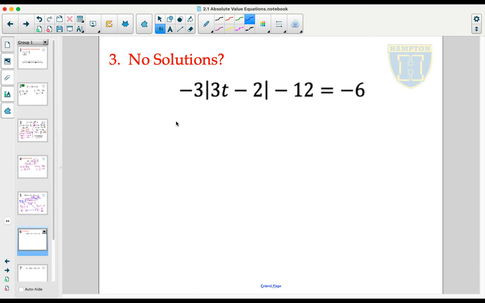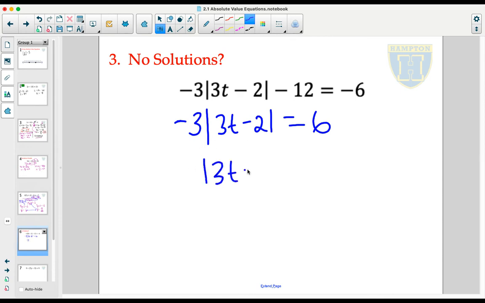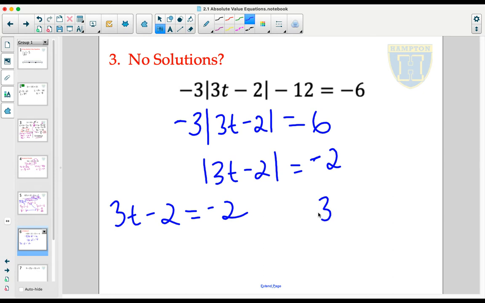Using the thoughts that came from our last example, using the ideas that came from our isolate the absolute value examples, we're going to engage in the same practice here. We add 12 to the right, and then we divide by -3. And we end up with an equation that says 3t minus 2 is equal to -2. Now you're going to have this natural reaction to want to say, all right, well, for all of these other examples, all I had to do was make the inside equal that number, and then make the inside equal the opposite of that number.